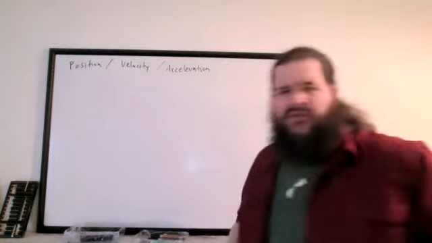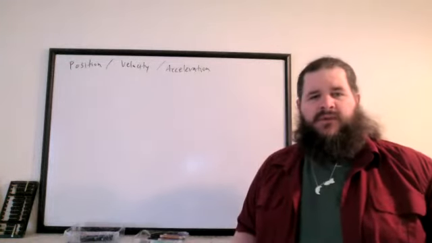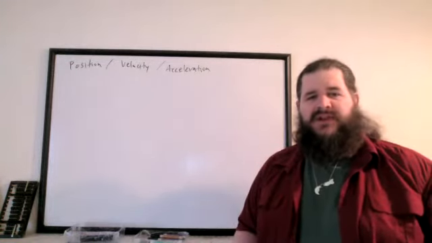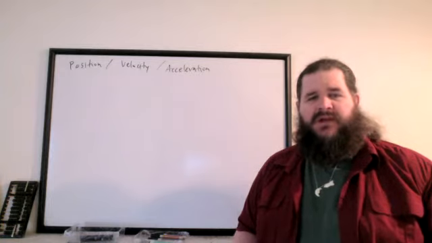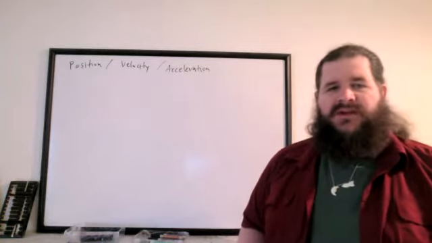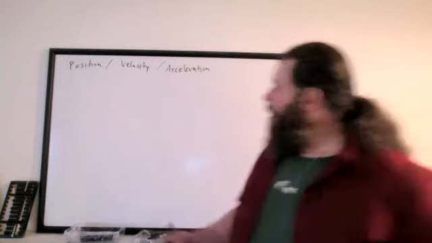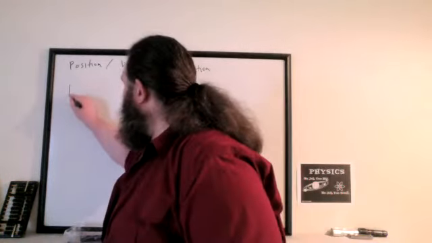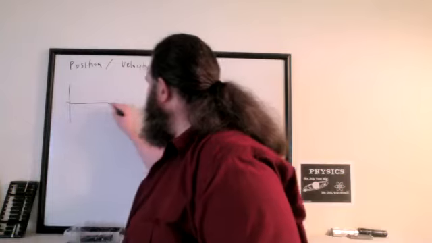The idea here is if you've got some object that's moving around, we want to be able to keep track of its position, its velocity, and its acceleration at all times. And usually the most convenient way to do this is with three graphs. So we're going to have a graph of position versus time.